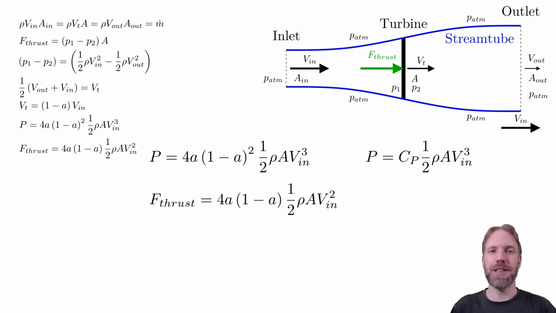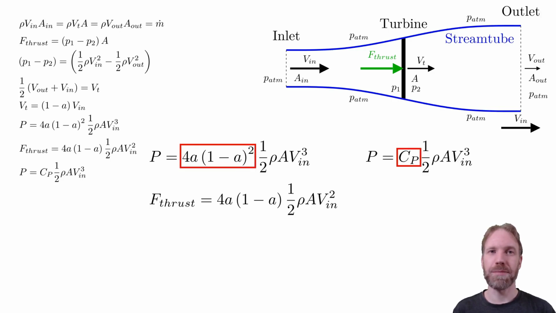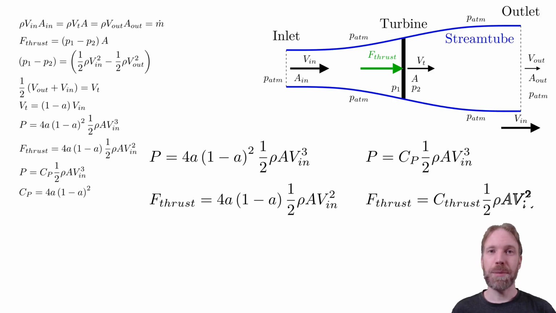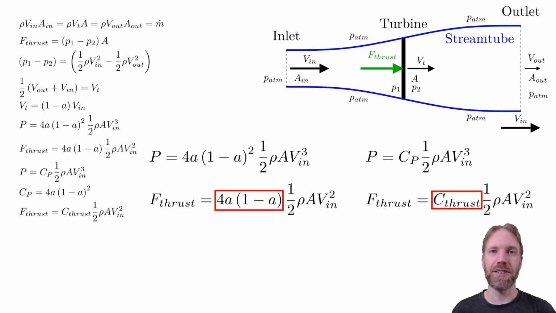Let's bring back the expression for the power coefficient. Note that these two are identical. That means that these two also have to be identical. And we have an expression for the power coefficient as a function of the axial induction factor. Let us bring back the expression for the thrust coefficient as well. In the same way as before, we can identify the expression for the thrust coefficient as a function of the axial induction factor.